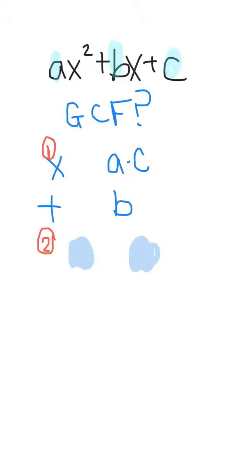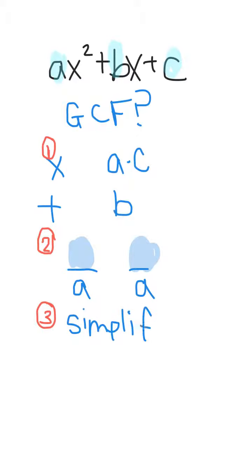Once you find those two numbers, we're going to write fractions. The two numbers you found in step 1 will be the numerators, and the leading coefficient A will be the denominator. Next, simplify those fractions if they can be simplified. Sometimes they can both be simplified, sometimes just one of them.